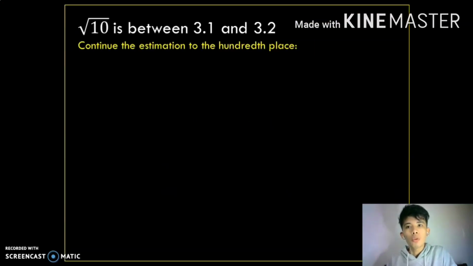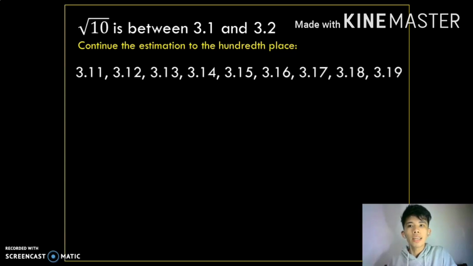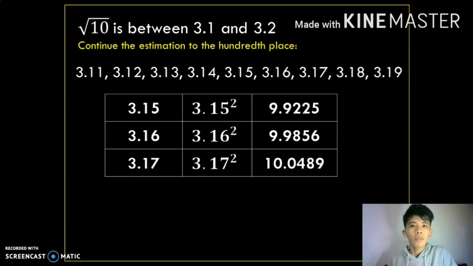So, paano po yun? Isulat natin. Square root of 10 is between 3.1 and 3.2. Then, between 3.1 and 3.2, meron tayong mga hundredths diyan na 3.11, 3.12, 3.13, 3.14, 3.15, 3.16, 3.17, 3.18, and 3.19. Yan yung mga nasa gitna ng 3.1 and 3.2. Let's say, for example, kukunin ko ang square mula sa 3.15. Ito kasi ay trial and error. Kung hindi mo makita sa una, try mo. I-square mo yung iba.